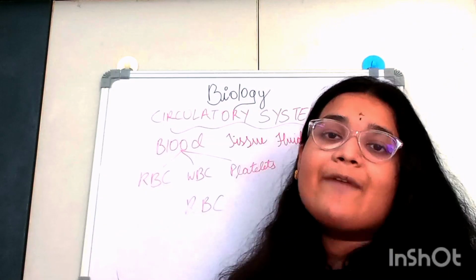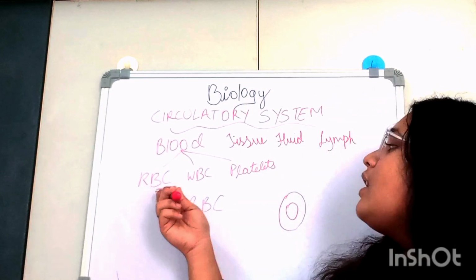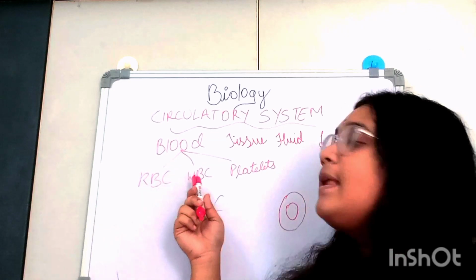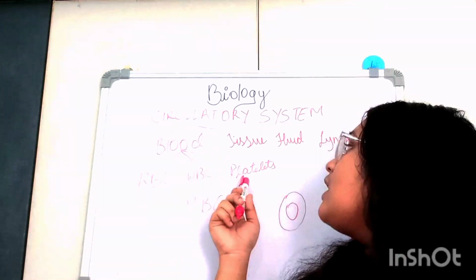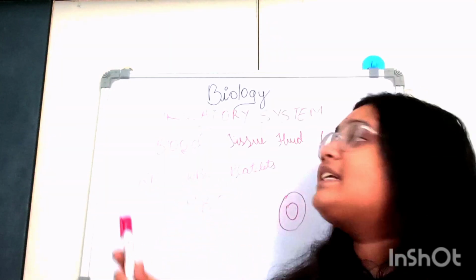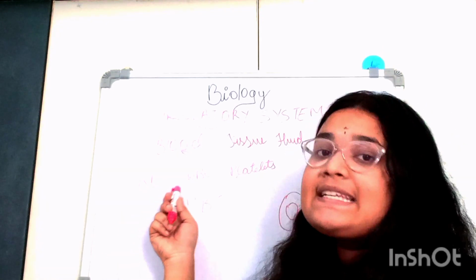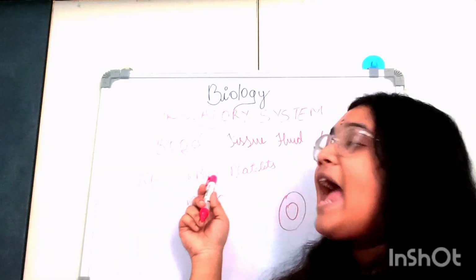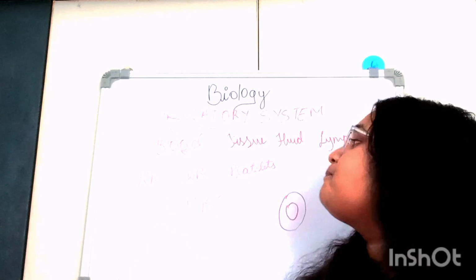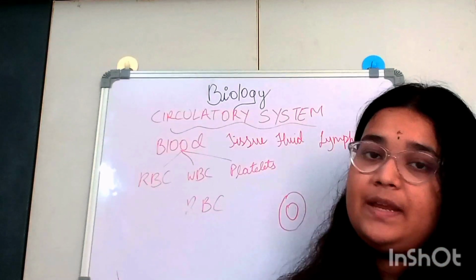These also have scientific names: erythrocytes, lymphocytes, and thrombocytes. I'll repeat it: erythrocytes, lymphocytes, and thrombocytes. So that's the main scientific name.